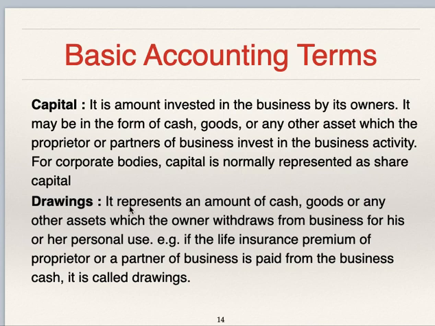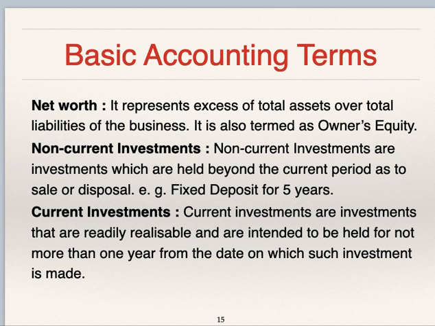Next is drawings. It represents an amount of cash, goods, or any other asset which the owner withdraws from the business for his or her personal use. For example, if the life insurance premium of the proprietor or partner of the business is paid from business cash, it is called drawings. This is nothing but cash or goods withdrawn by the owner for personal use, which is known as drawings, and drawings are to be deducted from capital. Next is net worth. Net worth represents the excess of total assets over total liabilities. It is also termed as owner's equity. It is the amount contributed by the owner in the form of capital plus undistributed profits.